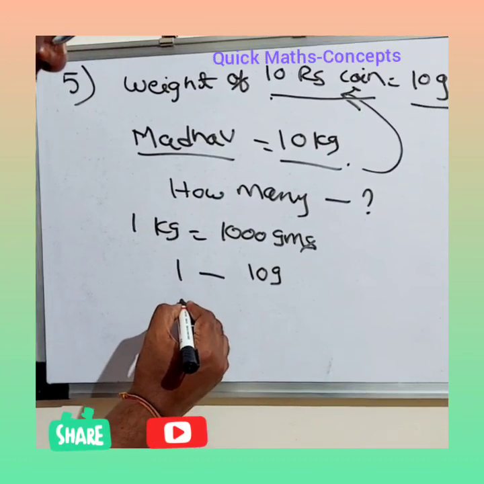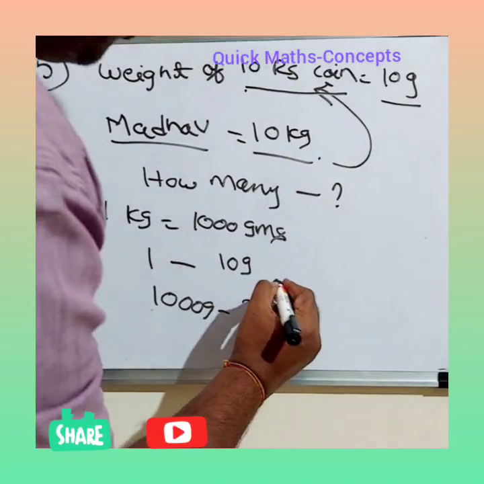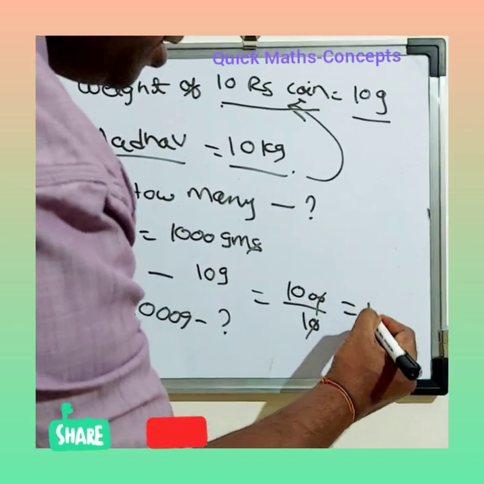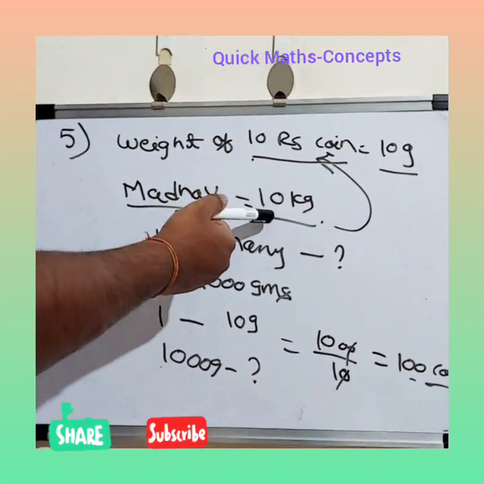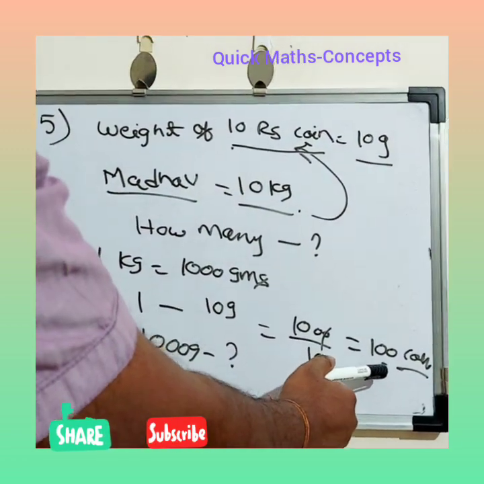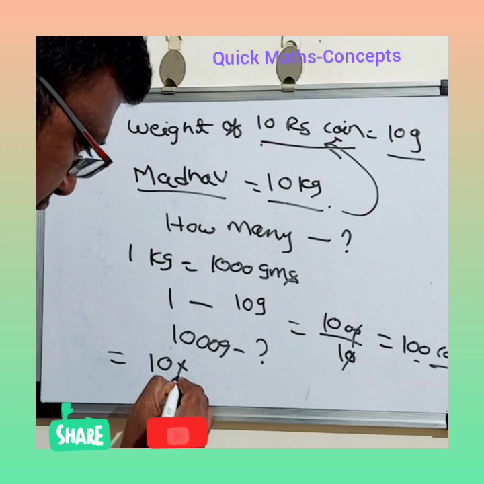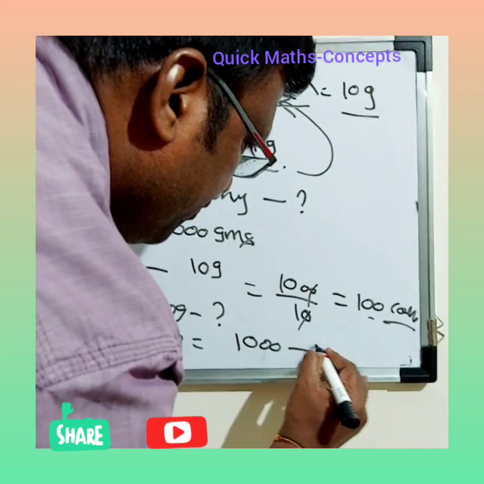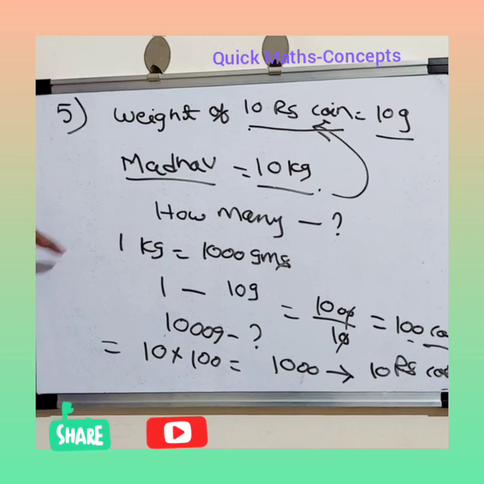Then for 1000 grams, how many coins will we get? Simple. 1000 by 10. The zeros cancel. 100 coins we got. But what is Madhav's bag's weight? 10 kg. So when 1 kg equals 100 10 rupees coins, then 10 kg equals what? 10 into 100. That will give 1000 10 rupees coins.